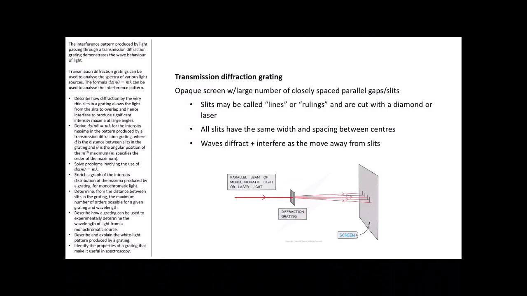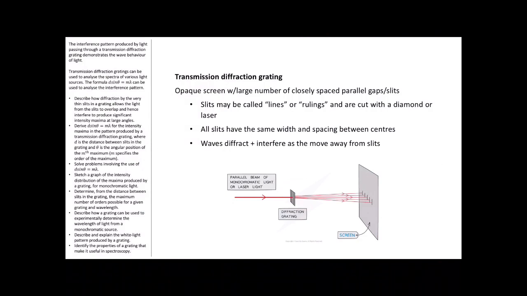You also need to be able to describe how a grating can be used to experimentally determine the wavelength of light from a monochromatic source, and you need to be able to describe and explain the white light pattern produced by a grating and identify the properties of a grating that make it useful in spectroscopy. So a decent amount of things we have to be able to do, but hopefully this video will help us with that. So what is a transmission diffraction grating?